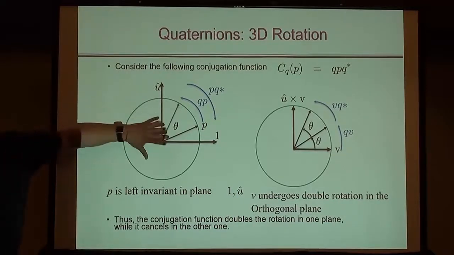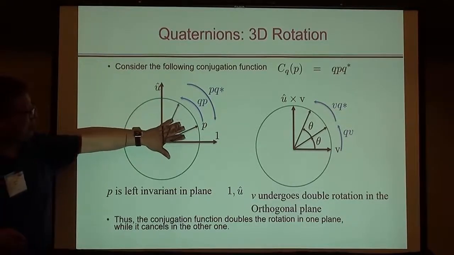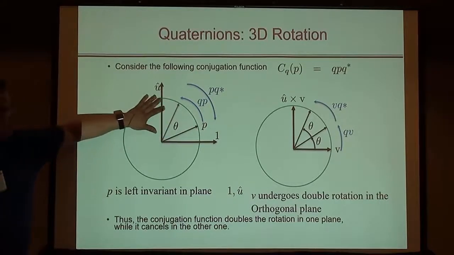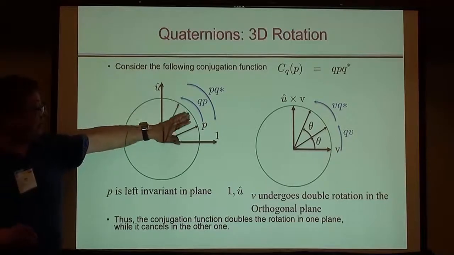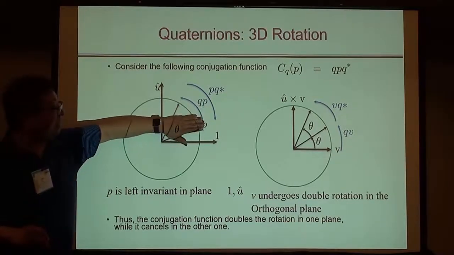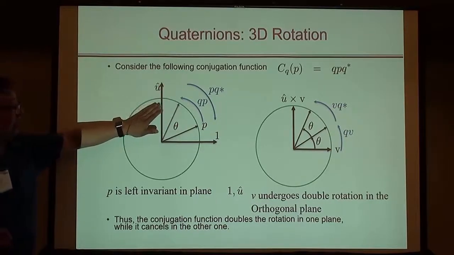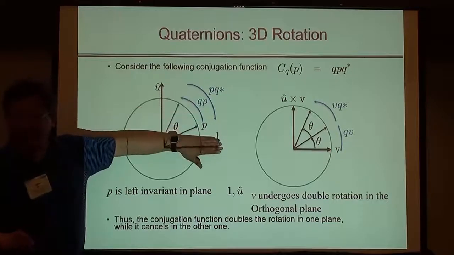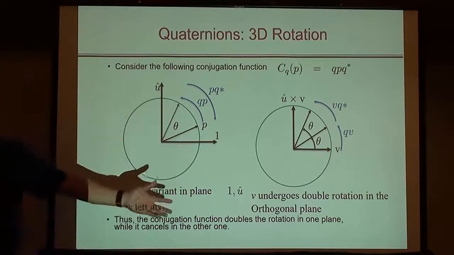This is another attempt, basically saying that we have 2 orthogonal planes, and this is one of them. QP will rotate this thing in one direction, and P times Q conjugate will rotate the same vector in the opposite direction, and they cancel out.